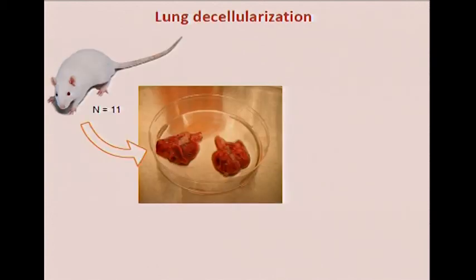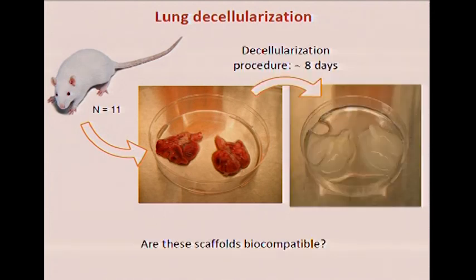We used 11 lungs from Sprague-Dawley rats. After the decellularization procedure, the scaffolds looked like this. A scaffold isn't supposed to trigger the inflammatory response of the host. So some collaborators decided to transplant one of these scaffolds back into the rat.